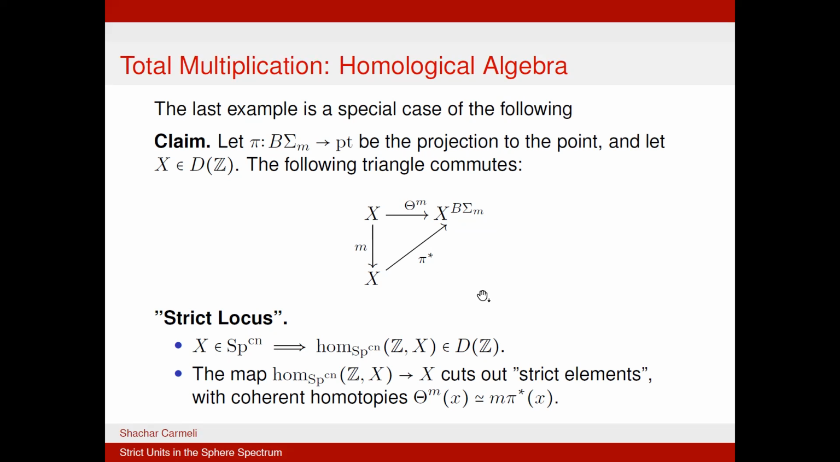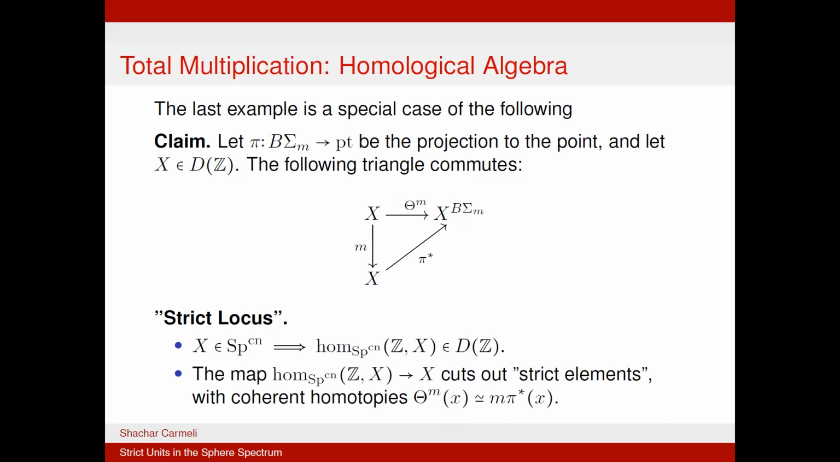And the counit map that goes from the maps from Z to X, namely the map that evaluates at 1, cuts out of X strict elements, namely elements which strictly commute with themselves, such that when we add them with themselves m times and we let the permutations act on the summands, the action is trivial. Like all those things are canonically the same. All ways to organize the sum of m copies of X are canonically the same.